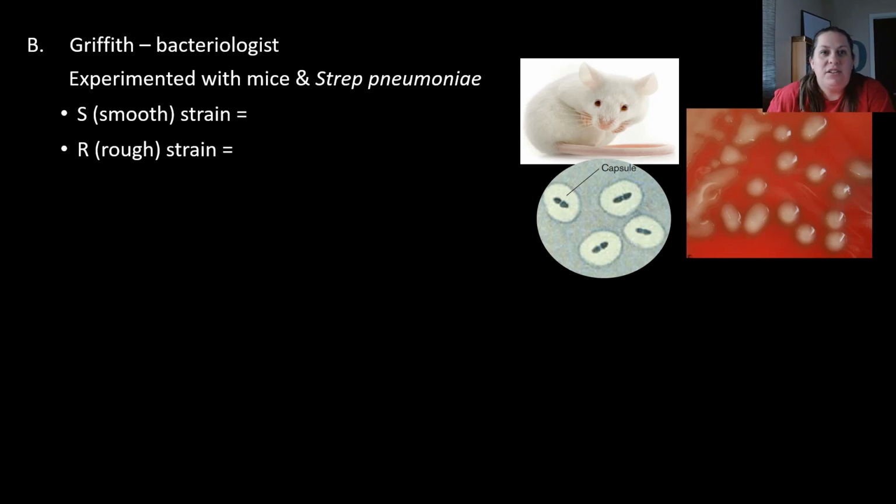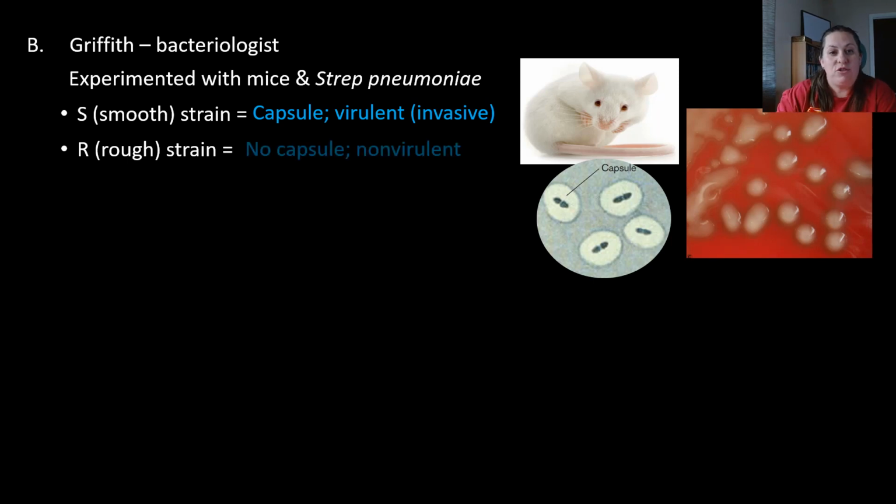The next one was a bacteriologist, and his name was Griffith, and he experimented with mice and Streptococcus pneumoniae. All right, so he was looking at strep pneumoniae with these mice. Now, strep pneumoniae comes in two kinds of strains. The first is called the S strain, or the smooth strain, and it gets its name because it has a special capsule around it. This is what makes it more virulent, meaning more dangerous. It makes us sick more, and it makes it more invasive. The R, or rough strain, has no capsule, therefore it doesn't make us sick.